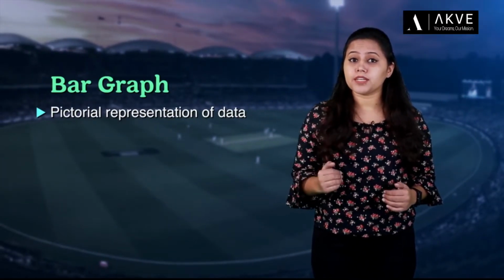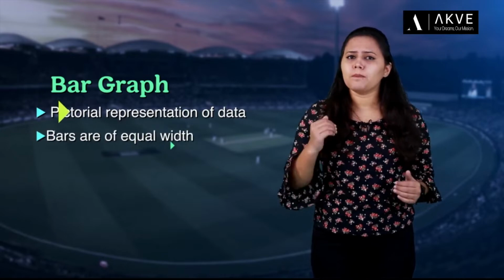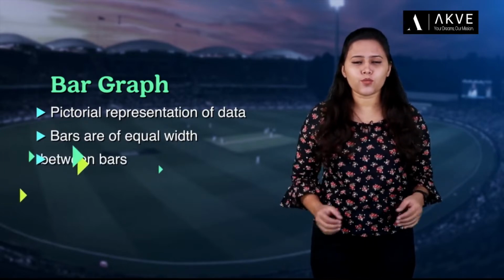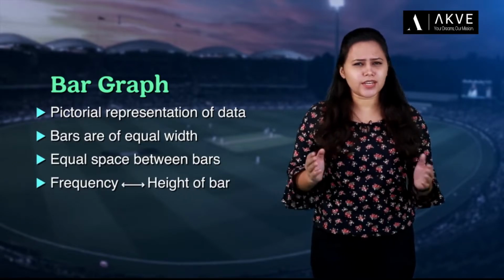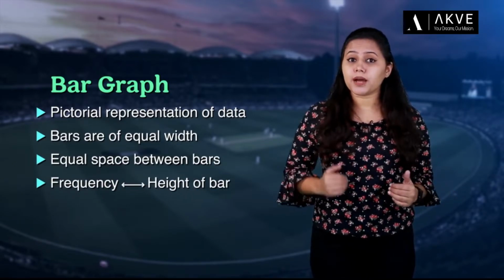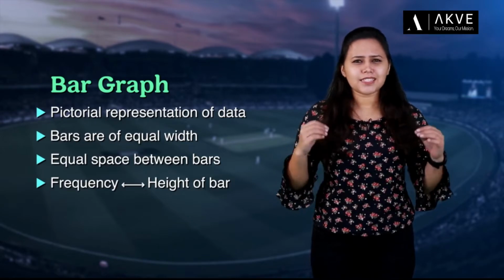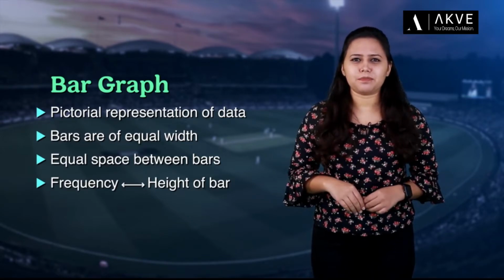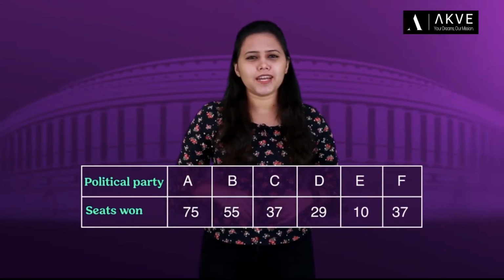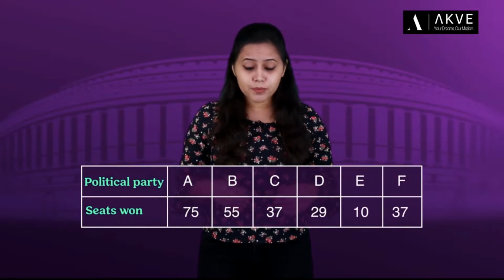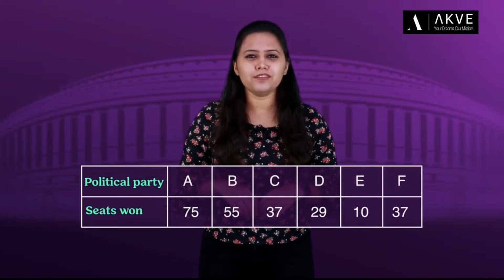So guys, a bar graph is a pictorial representation of data in which bars of uniform width are drawn with equal spacing between them. The frequency of a value in a data set is represented by the height of the bar. Let's recapitulate using a simple example. Say we are given the seats won by different political parties in the state assembly elections. So how do we represent this data using a bar graph?